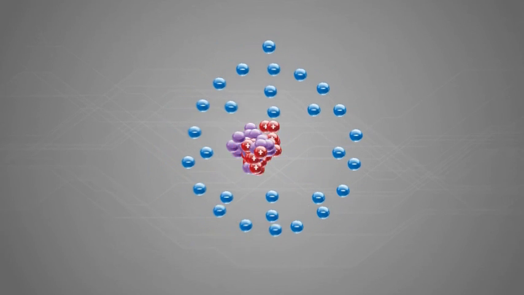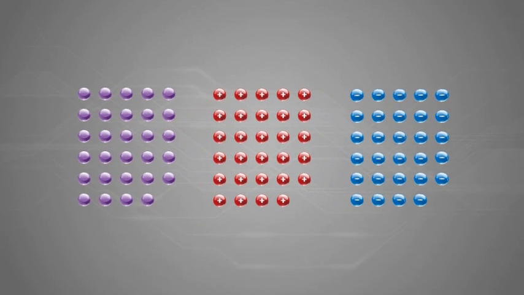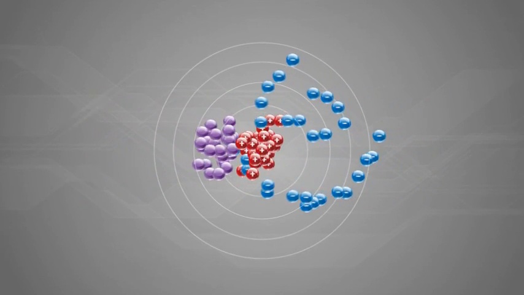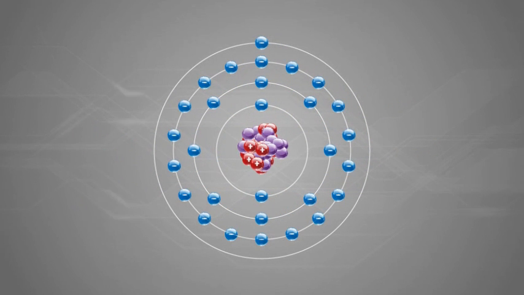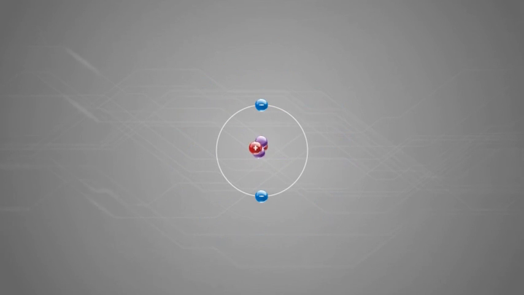If we could pull an atom apart into its components, we would see that a neutrally charged atom has the same number of electrons as protons. It is this force of attraction, or electromagnetic force, between the positive and negative charges that prevents the electrons from escaping. It's the number of protons that defines an element.